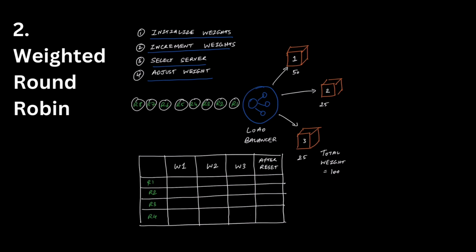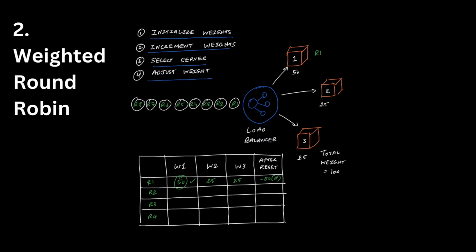In weighted round robin, the load balancer maintains an internal state with the current weights for each of the servers. And in each iteration, these weights are incremented by the weights of the server. So the first iteration for request 1, the weights would be incremented to 50, 25, 25. And since server 1 has the highest weight, that would be picked for R1. And similarly, after we pick the request, the weight of server 1 is decremented by the total weight of 100. So that would lead to the weight of server 1 as minus 50.